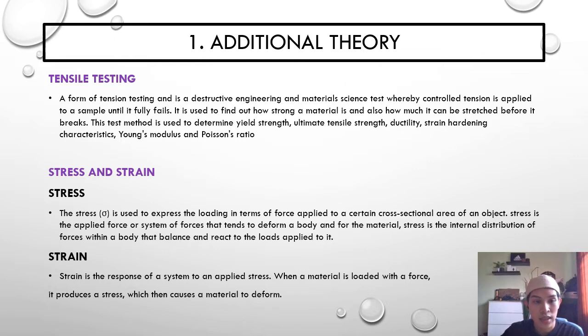Next is stress and strain. What is stress? Stress is used to express the loading in terms of force applied to a certain cross-sectional area of an object. Stress is the applied force or system of forces that tends to deform a body. Stress is the internal distribution of forces within a body that balance and react to the load applied to it. While strain is the response of a system to an applied stress. When a material is loaded with force, it produces a stress, which then causes the material to deform.